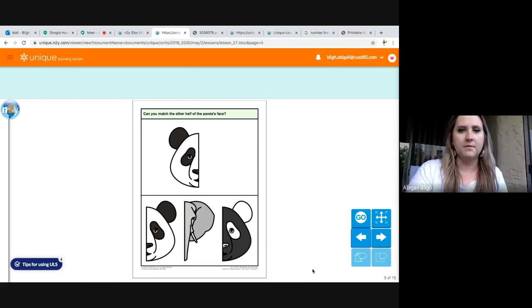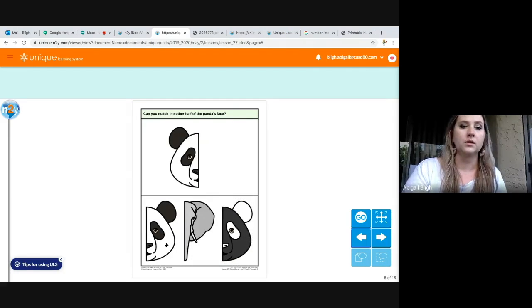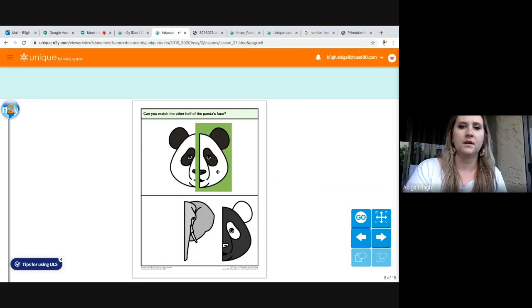All right, can you match the other half of the panda's face? Well, this looks like a panda. Let me try that one. Oh, that's not right. You know how I can tell? Because this side is white and this side is a darker color, so that's not right. Well, this one looks like a panda. Yes, that one is the same. Both look exactly the same, so they're symmetrical.